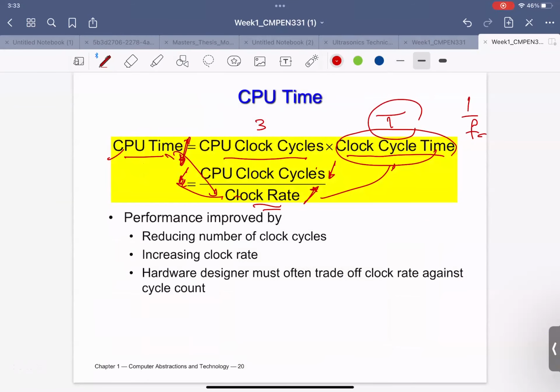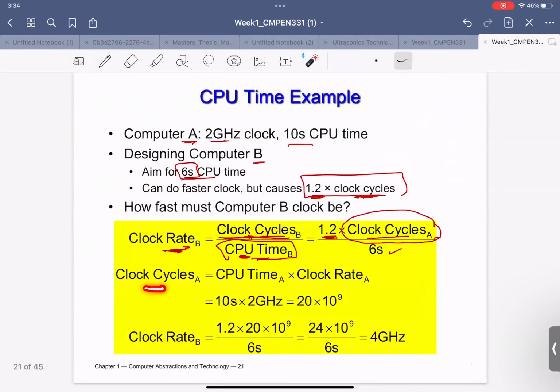Clock cycles is CPU rate multiplied by the CPU time. So this multiplied by that, it will give you these things. This is what we have: CPU clock cycles, CPU time multiplied by the rate.